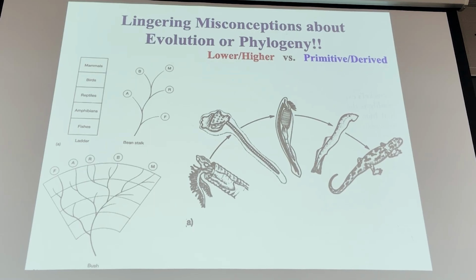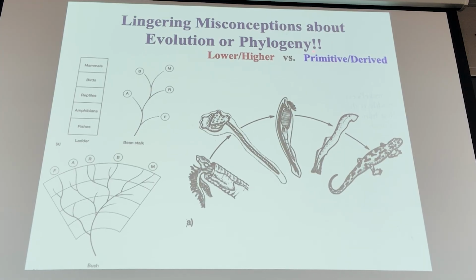The other thing that you often hear is lower and higher, like lower fish and higher mammals. Again, that gives you this discrepancy. I like primitive and derived, or ancestral and derived. Basal or derived is a little bit better terminology. That's not so different between the two groups.